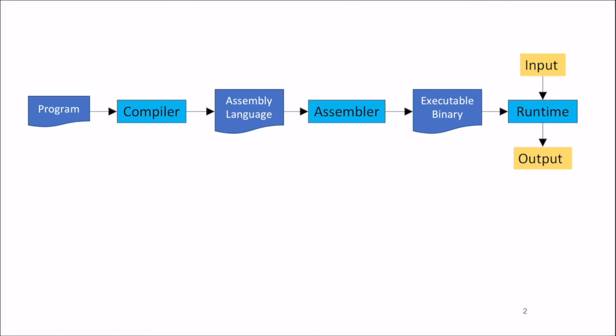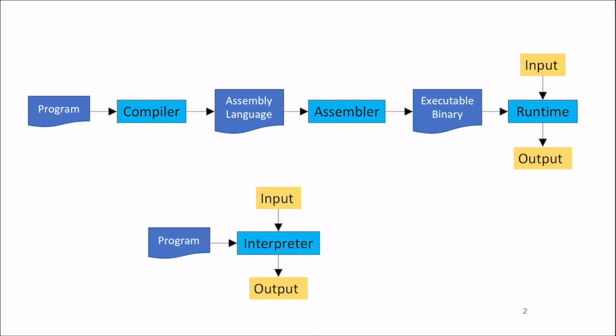A close cousin of the compiler is something called an interpreter. As you can see, the interpreter looks a lot simpler than the compiler. Where the compiler creates, for the entire input source program, the assembly language equivalent of that input source program, the interpreter instead reads the source program and then executes it line by line.